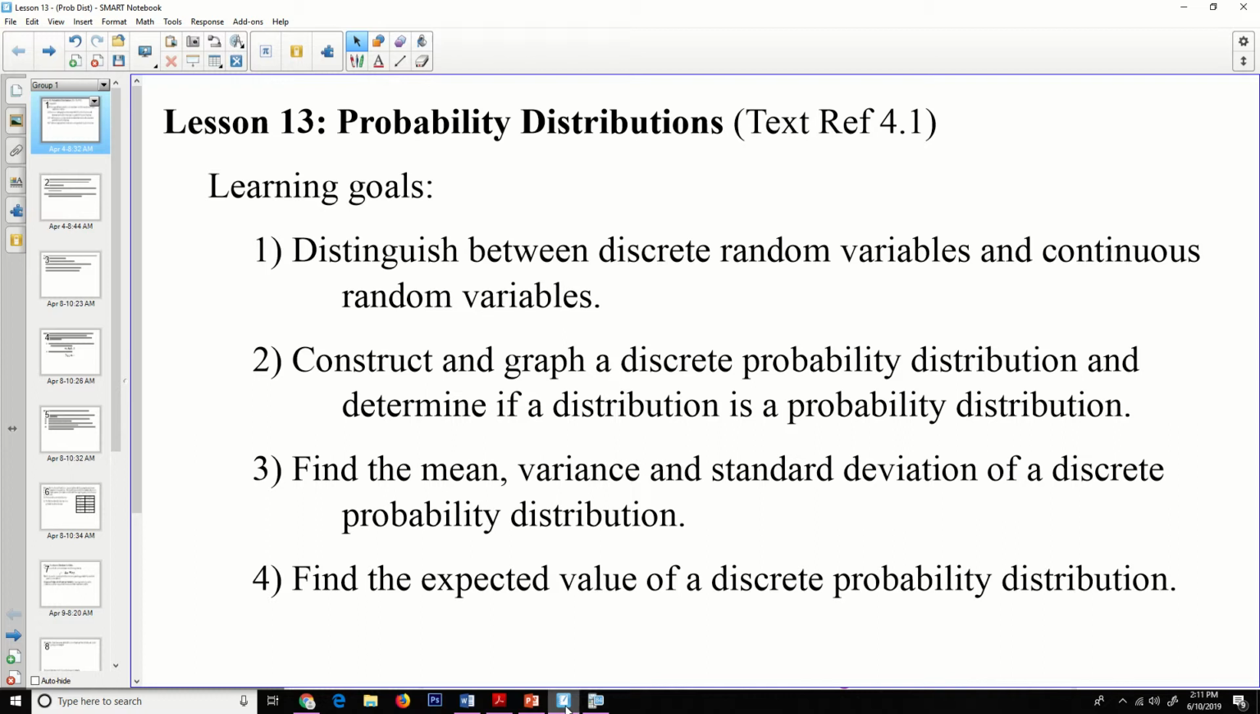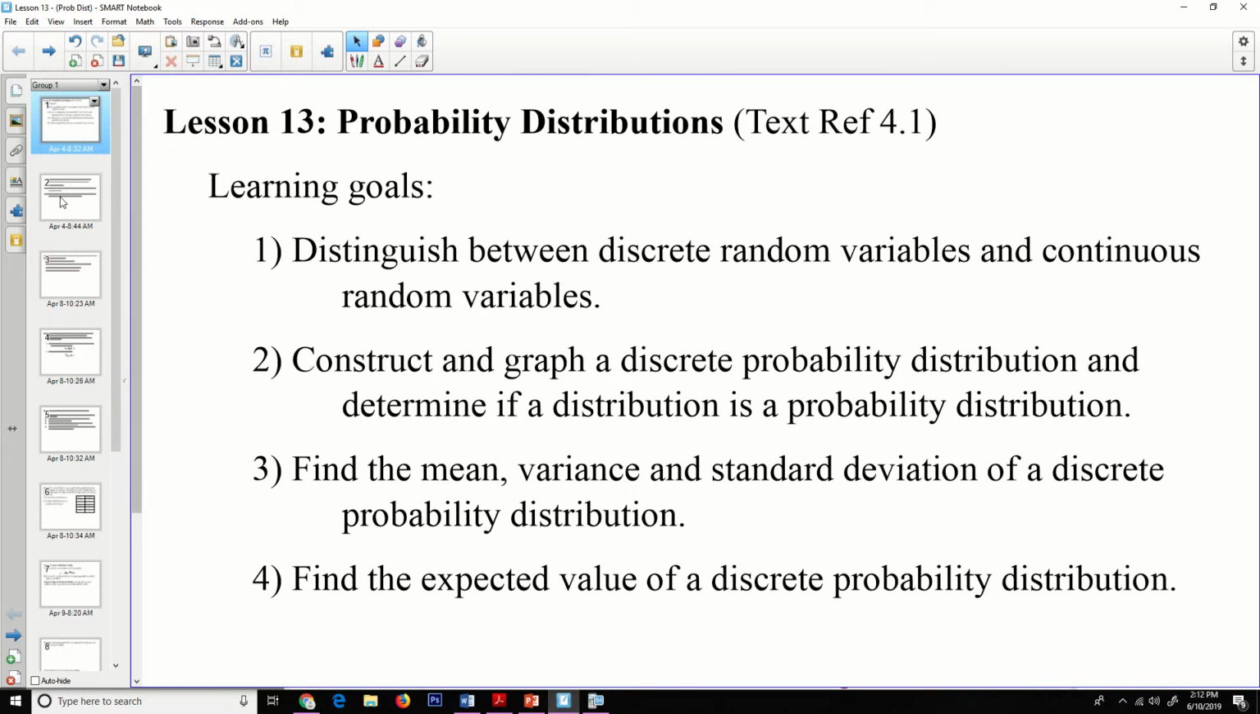So, today we're going to distinguish between discrete random variables and continuous random variables. We're going to construct and graph a discrete probability distribution and determine if a distribution is a probability distribution. We're going to find the mean, variance, and standard deviation of a discrete probability distribution, and we're going to find the expected value of a discrete probability distribution.